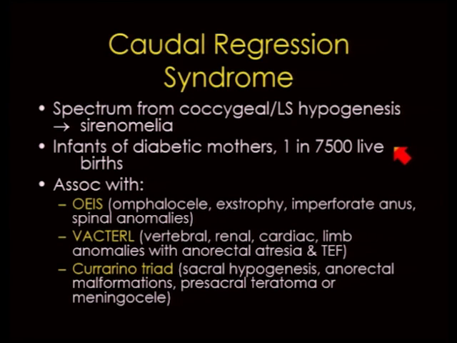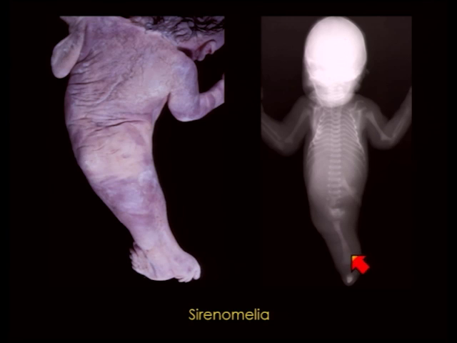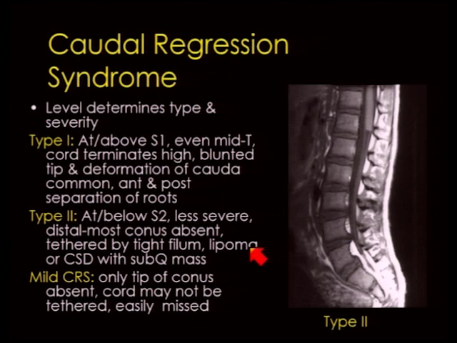In the last couple minutes, the caudal regression syndrome, just to remind you, goes all the way from mild coccygeal and lumbosacral hypogenesis all the way to sirenomelia. There's a large association, which is in your syllabus. Here's our typical sirenomelia appearance with a hypoplastic lumbosacral lesion and a single lower extremity. And remember, again, multiple types. So the level determines the type and severity.